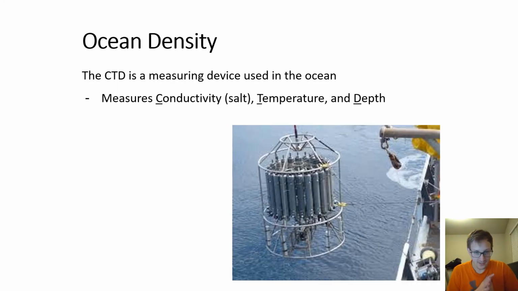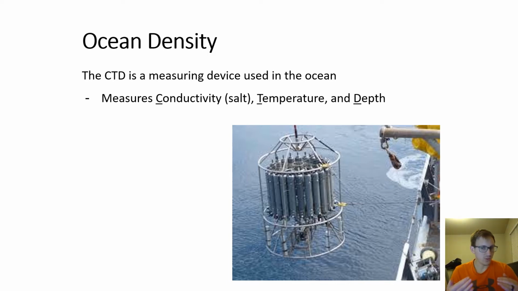Now, ocean density varies with different things. So just like air, it varies with temperature. It also varies with its salinity, meaning how much salt is in there. These little machines that I have a picture of here measure the conductivity or the amount of salt in the water, because water accompanied with salt is highly conductive. It conducts electricity very well. And then it also measures the depth.